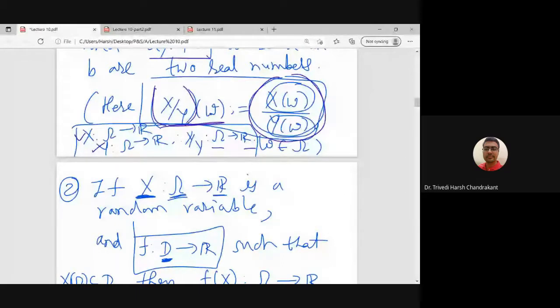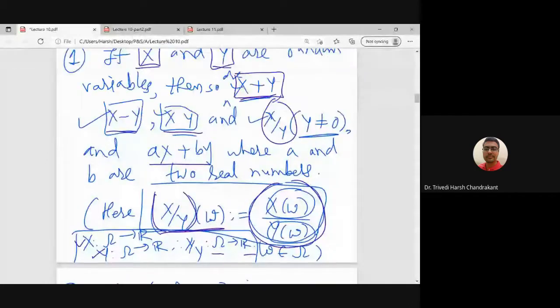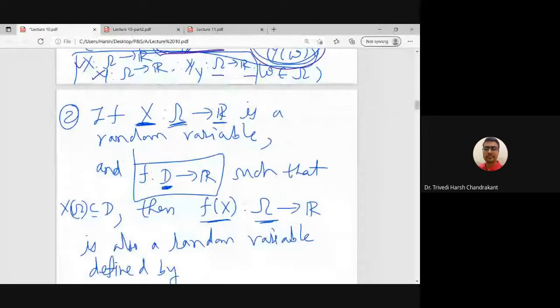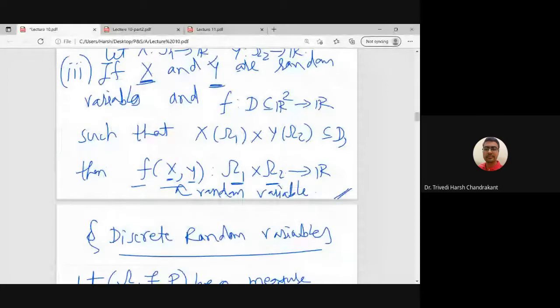Given random variables, we can construct more random variables by adding, subtracting, and taking the division when the denominator is a non-zero function, and we can do composition. We have a random variable, we can compose it with some real valued function to get another random variable. Similarly, if we have two random variables, we can compose them with a multivariable function and create a new random variable.